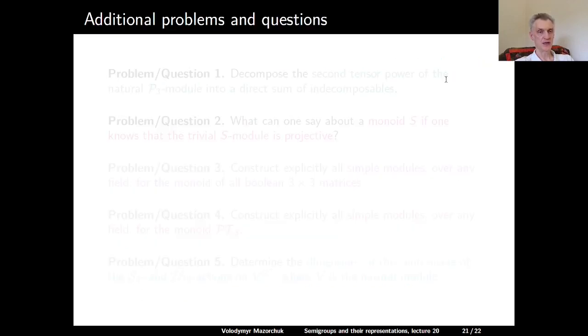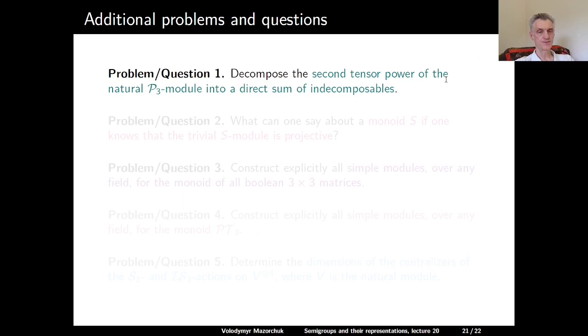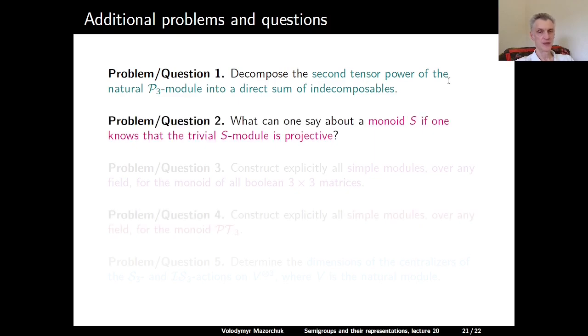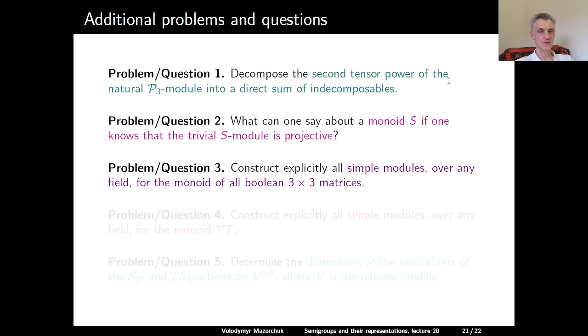Additional problems and questions at the end. Problem question 1. Decompose the second tensor power of the natural P3 module into a direct sum of indecomposables. Problem question 2. What can one say about a monoid S if one knows that the trivial S module is projective. Problem question 3. Construct explicitly all simple modules over any field for the monoid of all Boolean 3 times 3 matrices. Problem question 4. Construct explicitly all simple modules over any field for the monoid PT3.